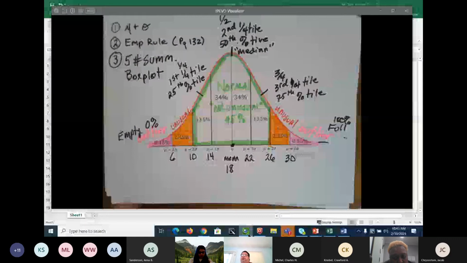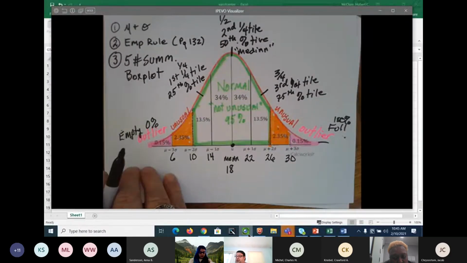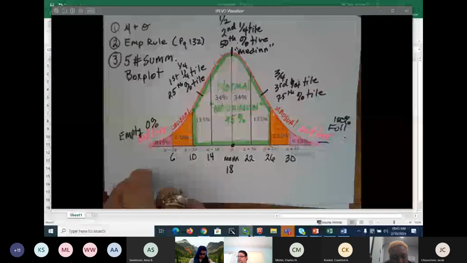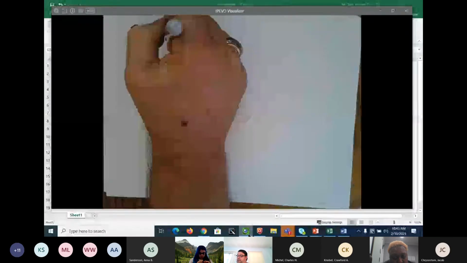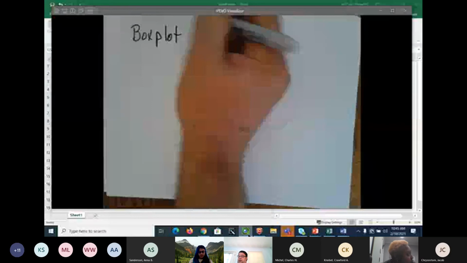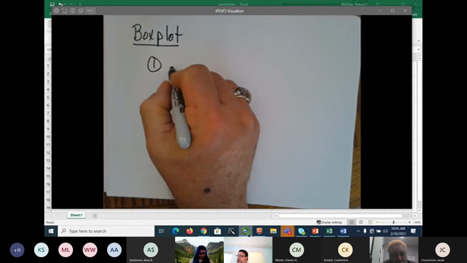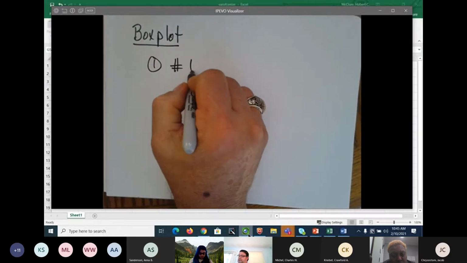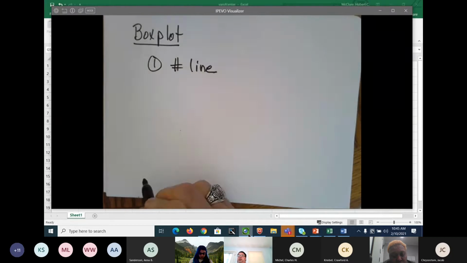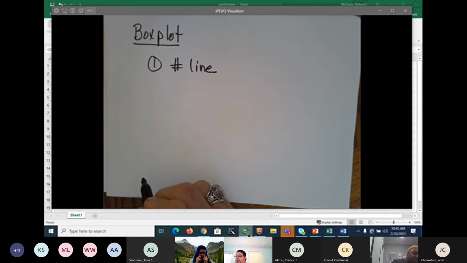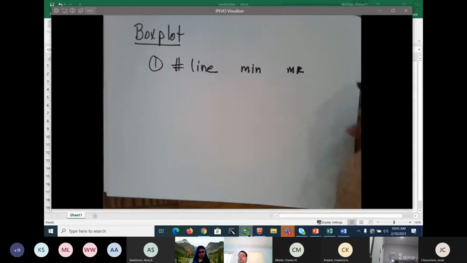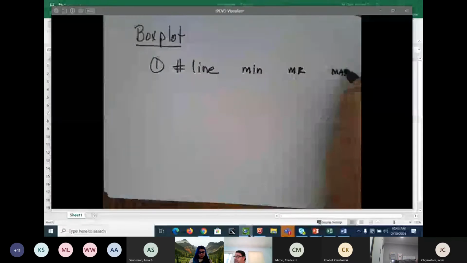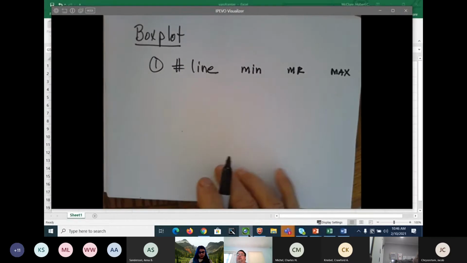Now, the box plot is real simple. There's two parts to the box plot. Number one is the number line. That's the first part. And the number line is made up of the min, the midpoint or the mid-range, and the max. So I'm going to go ahead and draw that right now.